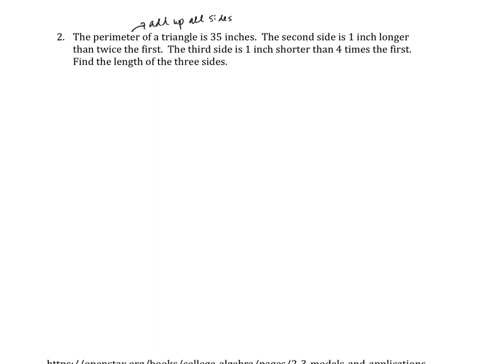So I'm going to draw a triangle here because we have a triangle. Then I'm just going to label the sides. Maybe I should make it clear that one is shorter than the other. So that would be the short side, and this would be the longest side. The second side is 1 inch longer than twice the first. I'm going to make this the first side, this the second side. I just want to be really clear how I'm labeling these.